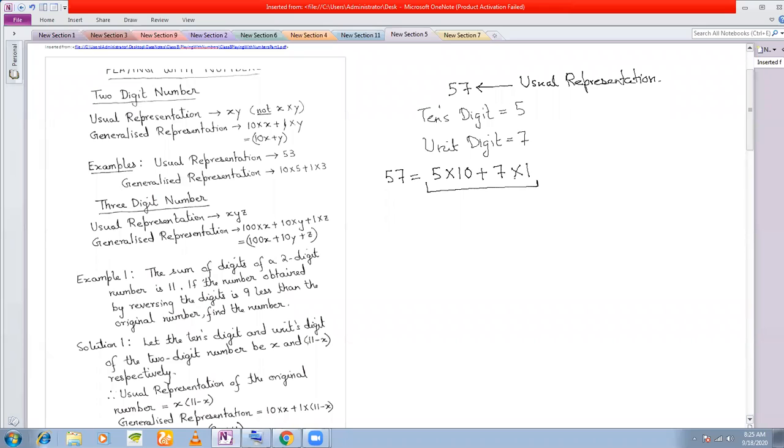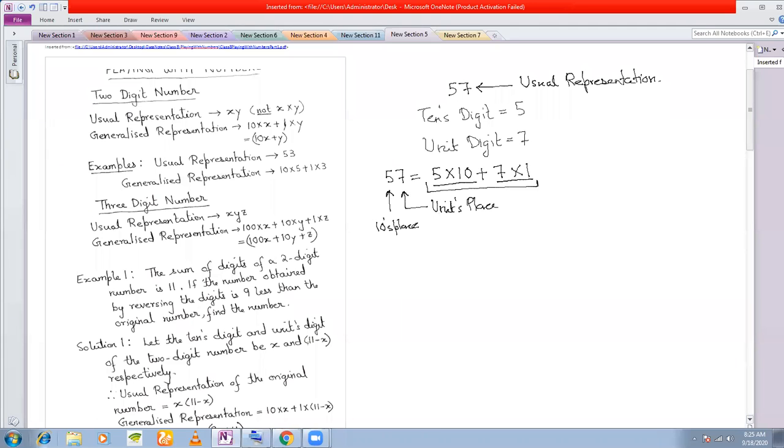These 10 and 1 are called the place values. If I have a number 57, this is called the tens place, and this is called the units place. That is why I'm multiplying 5, the tens place digit, by 10, and 7, which is the units place digit, by 1. Unit means 1. So this was about your two-digit number.